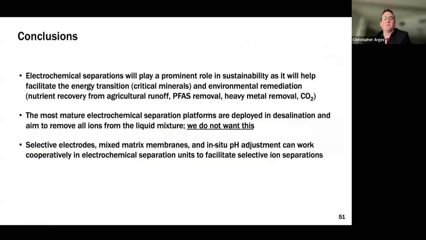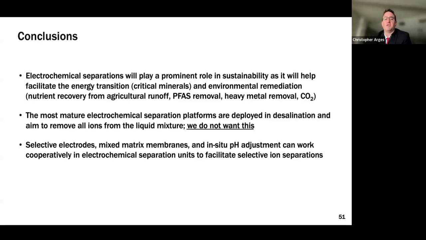So electrochemical separations will play a prominent role in sustainability, as they will help facilitate the energy transition, critical minerals, and environmental remediation. How do we recover nutrients from waste streams so we don't have deterioration of our natural water bodies? PFAS removal I talked about earlier on, and heavy metal removal is really important. I didn't talk about gas separation today, but that's an area we work in. So we think CO2 is really important as well.